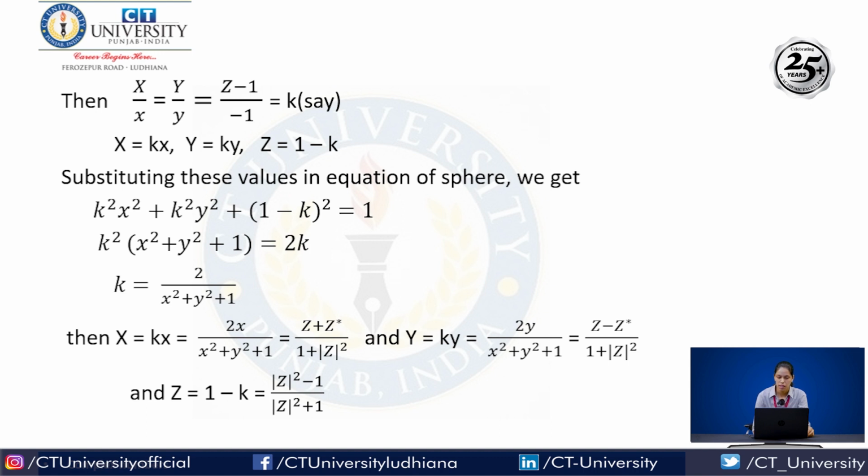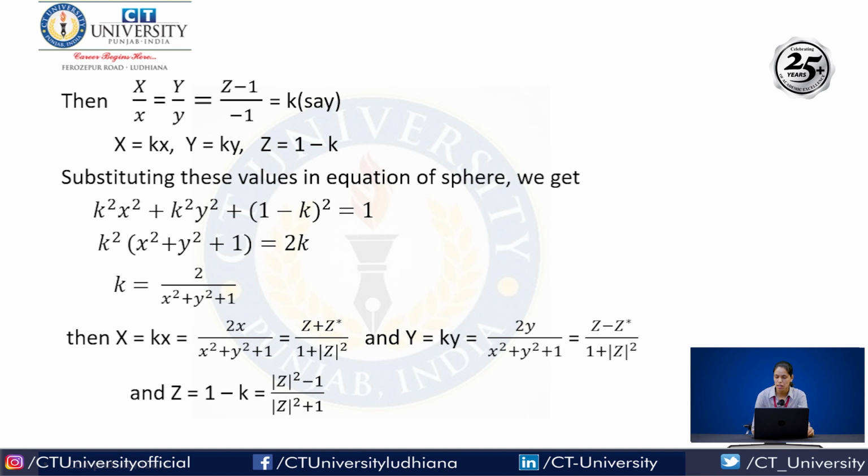So this is x square plus y square is the mod of z square. Putting all these values, my x will become (z plus z conjugate) upon (1 plus mod of z whole square). Similarly for y equals k of y, put the value of k as 2 by x square plus y square plus 1.